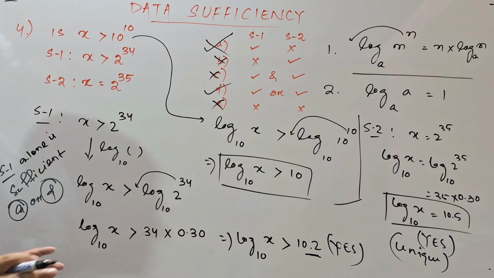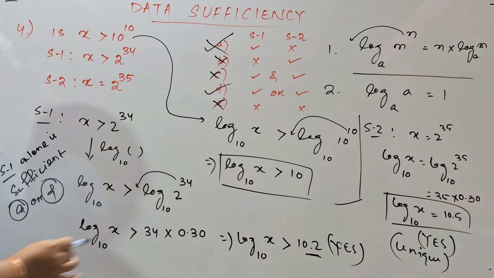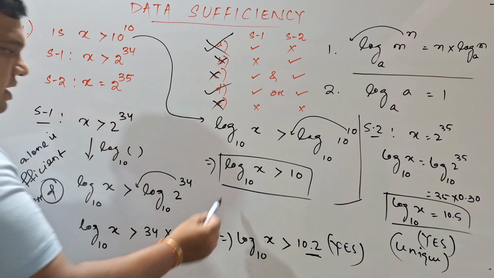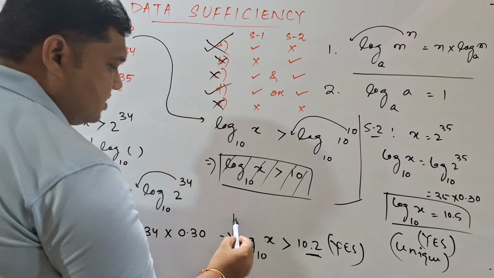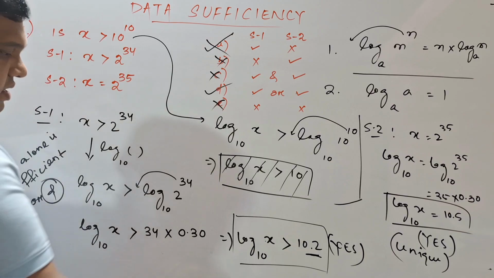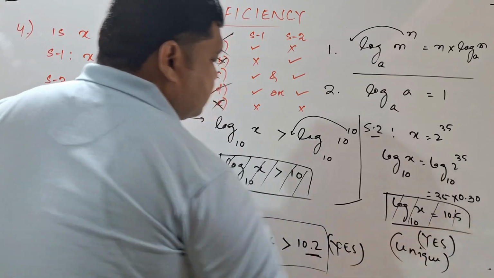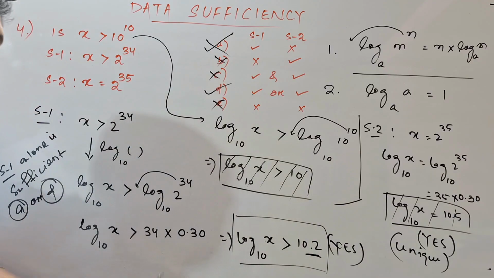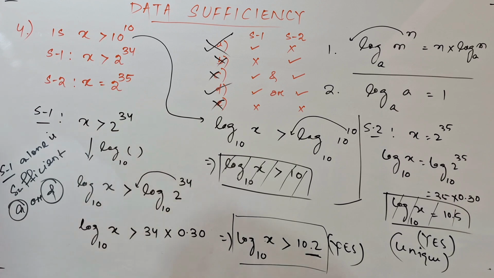When both the statements alone are sufficient. Statement 1 is unique as well as statement 2 is also unique. Both are unique. One single answer. Here log x to the base 10 greater than 10. In statement 1 I will get log x to the base 10 greater than 10.2. Is log x to the base 10 greater than 10? Yes. In statement 2 I will get log x to the base 10 is 10.5. Is it greater than 10? Yes. So both are unique statements. So for unique statements option D is correct. Okay, write it down.